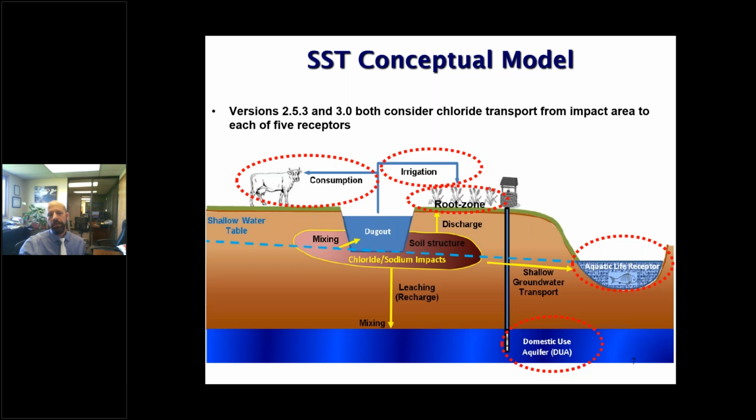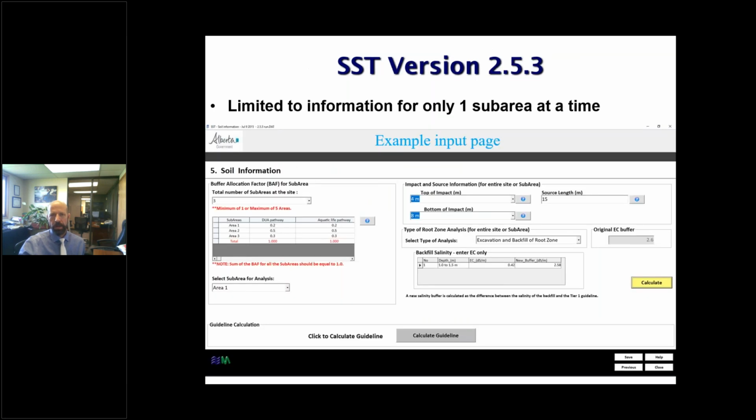This diagram here is just a very simple schematic of these 5 receptors for the initial chloride or sodium SAR impacts. There's upward migration into the root zone. There is leaching into a dugout where it can be consumed either by livestock or used for irrigation. There's downwards leaching towards a domestic use aquifer, and there's also lateral transport towards an aquatic life receptor. So those are the 5 basic pathways considered both in the previous versions of the tool and the current one.